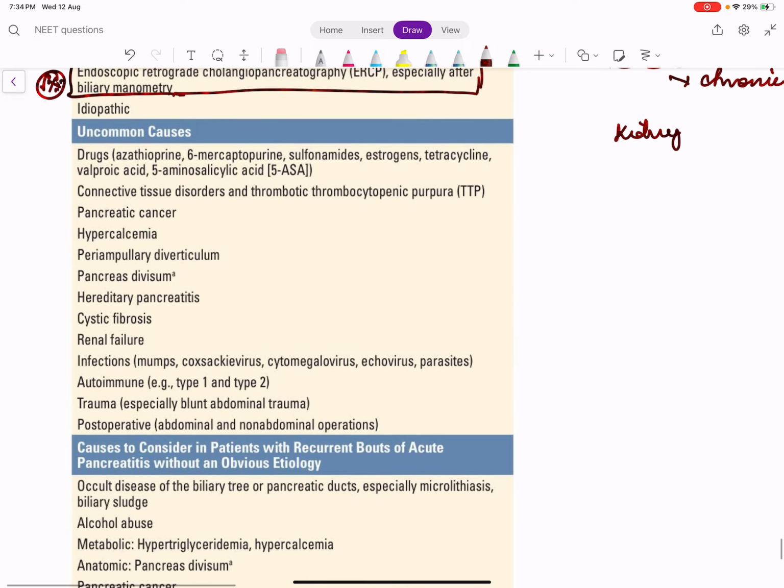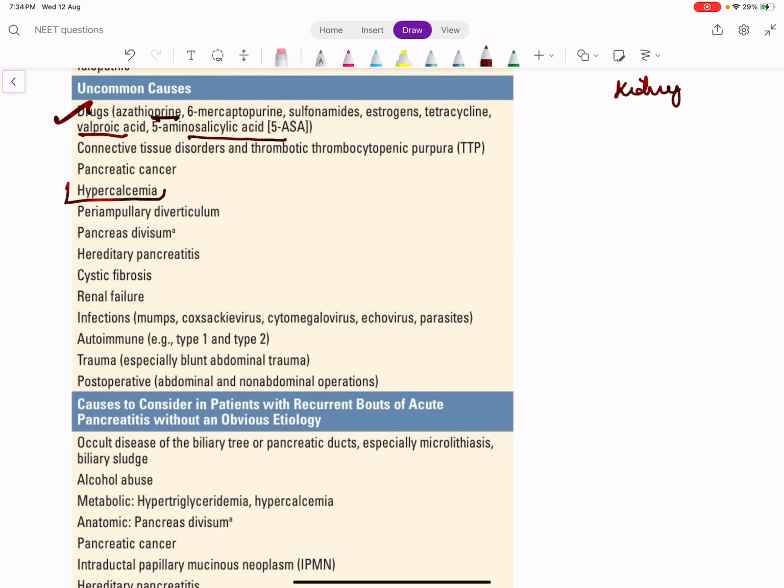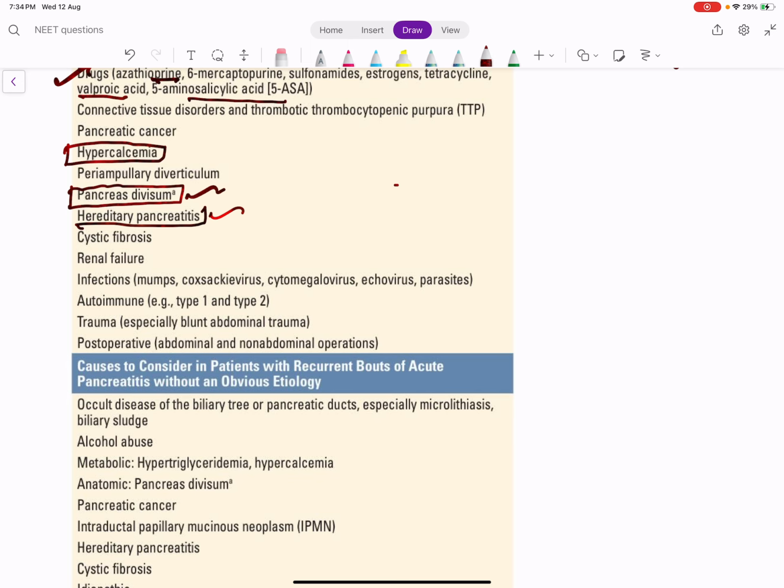And we have some uncommon causes. Some drugs can cause pancreatitis, like sodium valproate, aspirin, and azathioprine, and hypercalcemia is one reason for pancreatitis. When there is recurrent pancreatitis in children, think of congenital disorders like pancreas divisum. We have hereditary pancreatitis. In India, we have something called tropical pancreatitis, especially following tapioca intake.